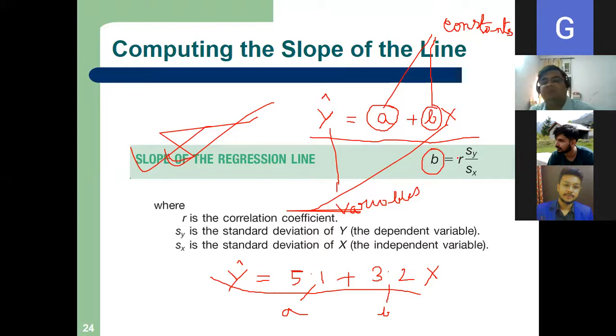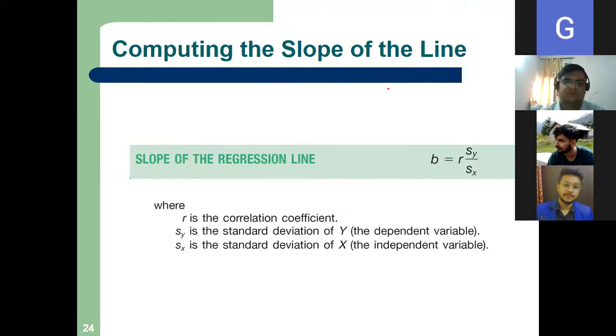We can calculate B. Yes, sir. So please write down this also. We'll do a problem just now. So B is equal to R into Sy by Sx, where R is my correlation coefficient, Sy is the standard deviation of Y, and Sx is the standard deviation of X.